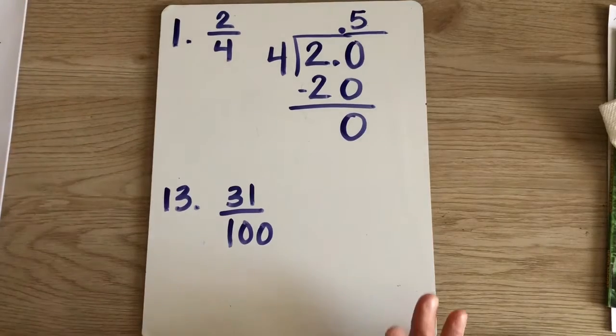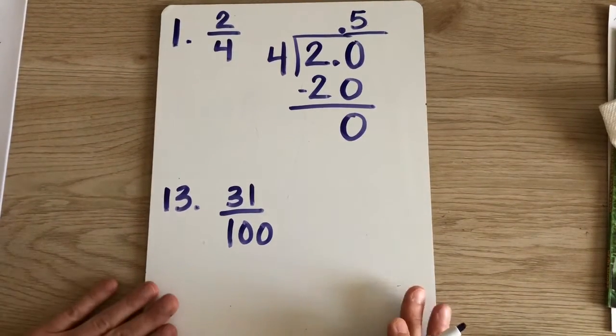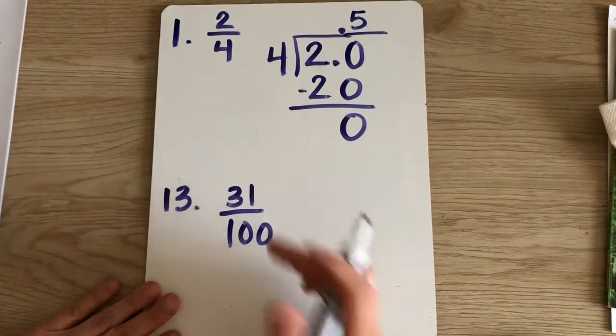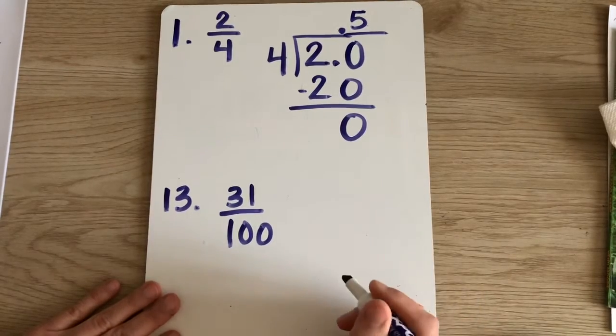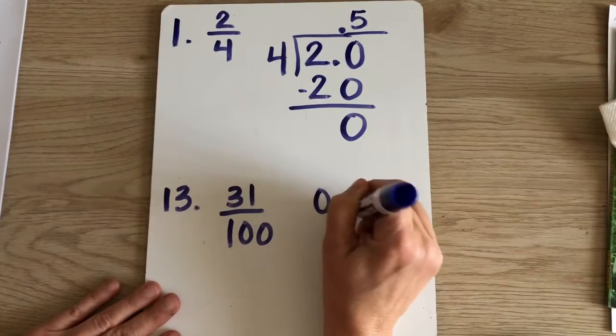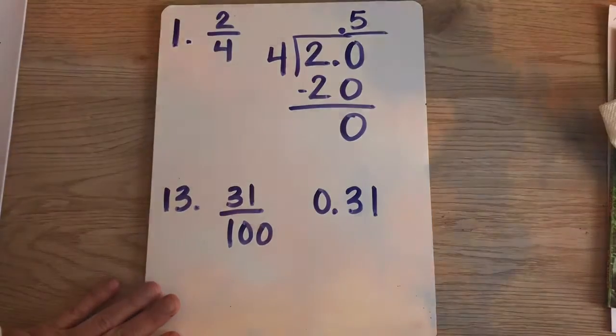Okay, and then we also have some problems that have hundredths for the denominator. So this is a lot simpler. This is 31 hundredths. We know how to write that as a decimal. We don't even have to do anything. We're just going to write the decimal 31 hundredths. And if you decide you don't want to include the 0, that's fine.